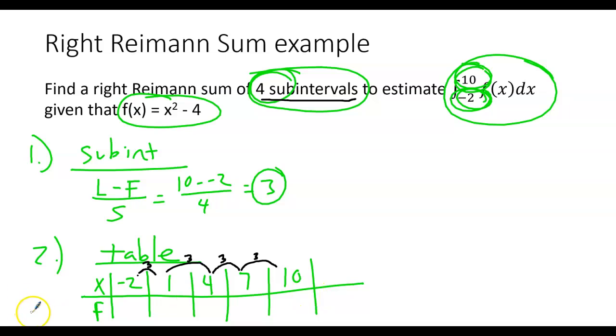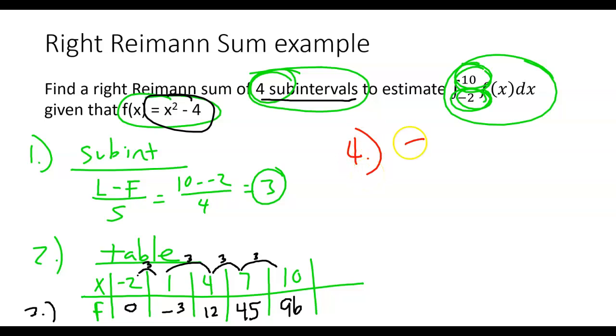All right? Now step 3 is you need to find your y values, your output values. And you get that simply by plugging them into this equation up here. So if you do negative 2 squared minus 4, you get 0. If you plug in 1, you get negative 3. If you plug in 4, you get 12. And so on. 49 minus 4 is 45. And then 100 minus 4 is 96. So those are huge numbers.